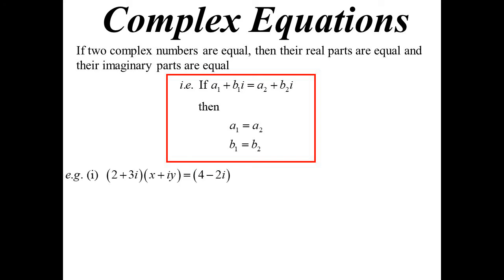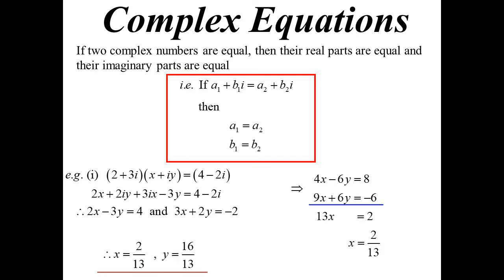So something like this. There are different ways I could do it. I mean, I could divide both sides by 2 plus 3i. That would work. Or I'm going to go the long way about it here. On the left-hand side, I've actually expanded out. I group the real and imaginary and go real equals real, imaginary equals imaginary. So real on the left-hand side, I've got 2x minus 3y, so it must equal 4. And imaginary, I've got 2y plus 3x, that must equal negative 2. I just solve those now simultaneously. And eventually, there we go, x is 2/13, so y would end up being 16/13.